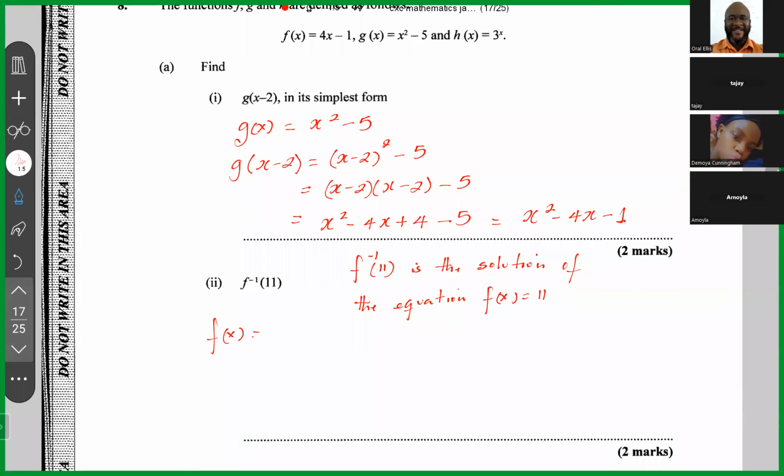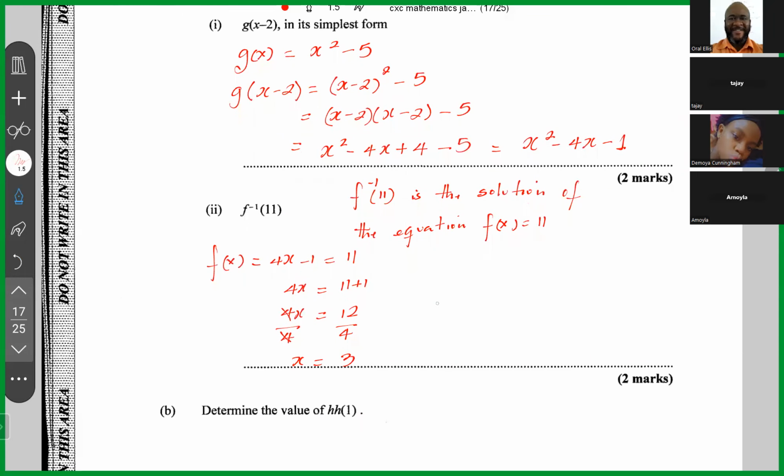Now, f of x is 4x minus 1, and that is equal to 11. So 4x would be 11 plus 1. Negative 1 on the left goes over to the right and becomes positive. So 4x is equal to 12. Divide both sides by 4, and we get x is equal to 3. Then I would just simply finish by saying f inverse of 11 is equal to 3. I'm sure that this was taught to you.